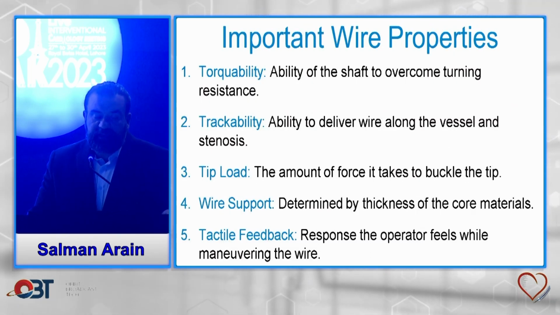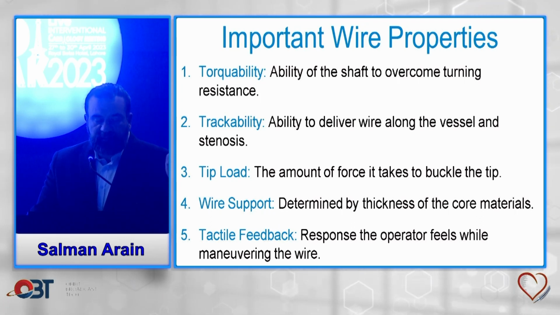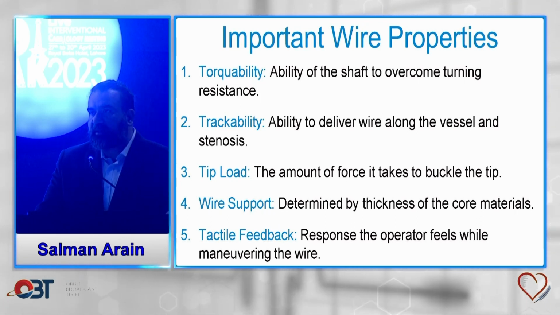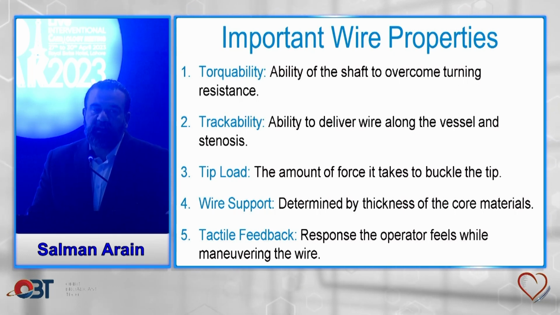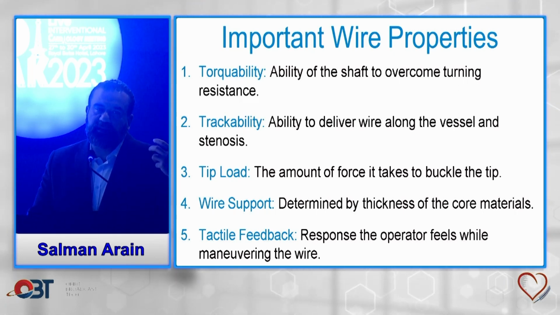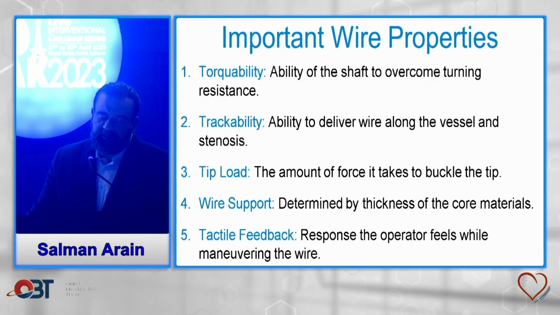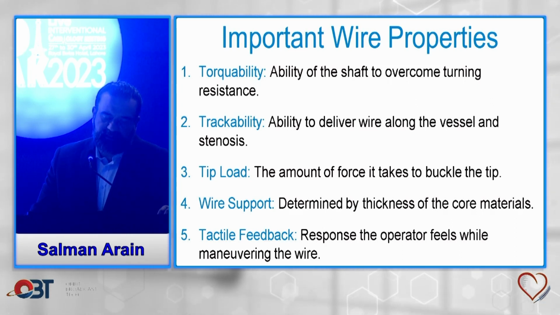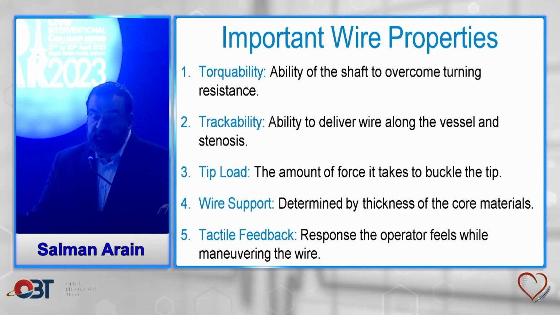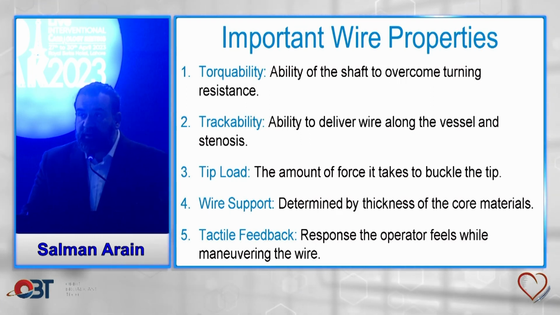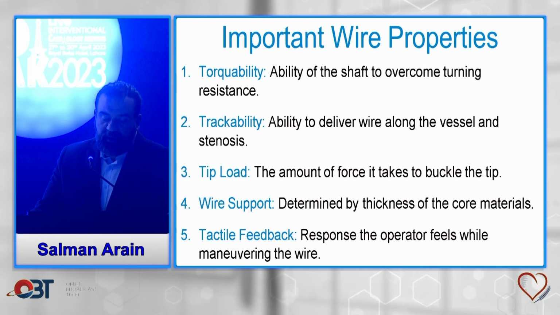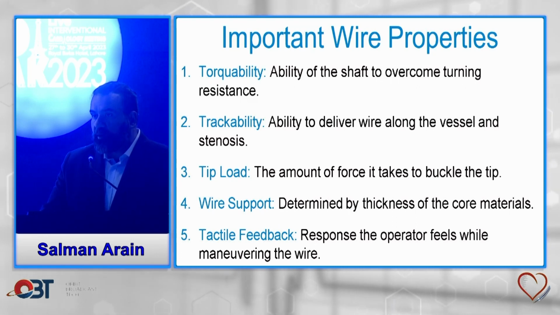All right. So what are some of the important wire properties? We talk about torqueability. This is the ability of the shaft to overcome the turning resistance. Trackability, ability of the wire to track along the vessel. Obviously, with CTO, it's much more mixed pathology. You have some calcifications, you have chronic thrombus, some fibrin. Tip load, amount of force it takes to buckle the tip. Obviously, when you're trying to penetrate the cap, you need high tip load. Wire support, which is determined by the thickness of the core materials.